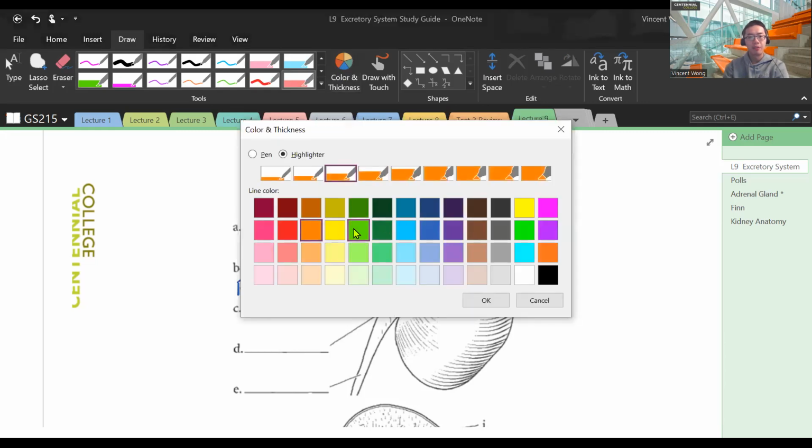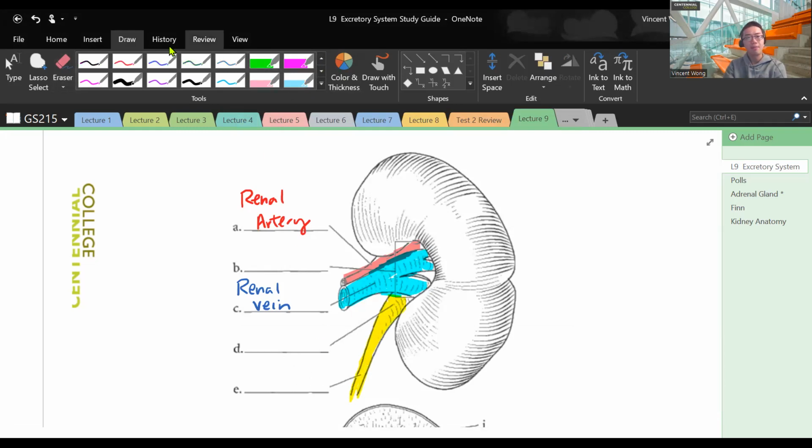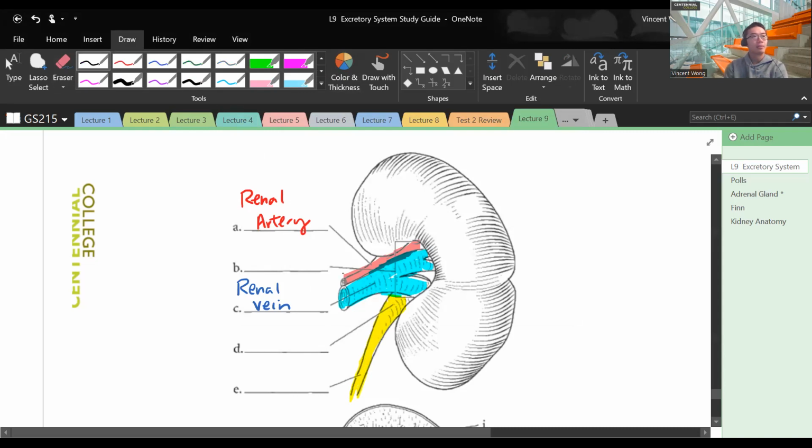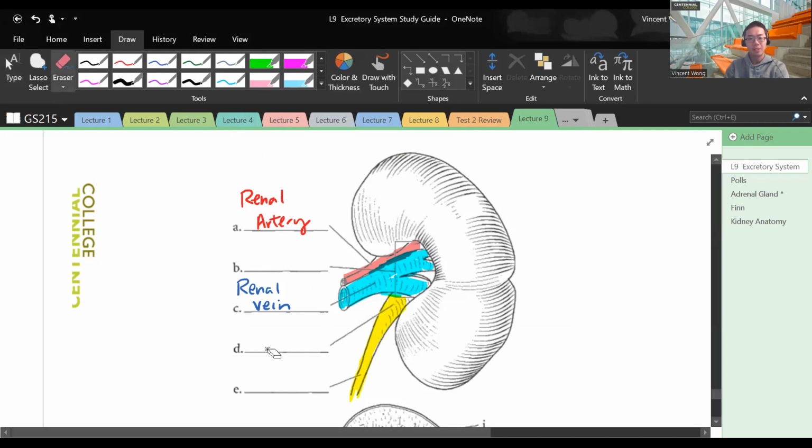Okay, so now group effort. Tell me, what is D? Someone tell me what D and E are. You can private message me if you want. Yes, ureter and renal pelvis or something like that. Yes, that is absolutely correct. So D is the renal pelvis, right? And this is the ureter. Okay, ureter.